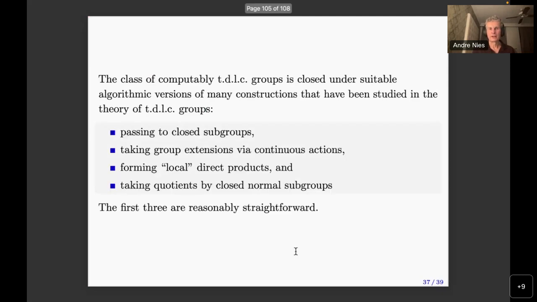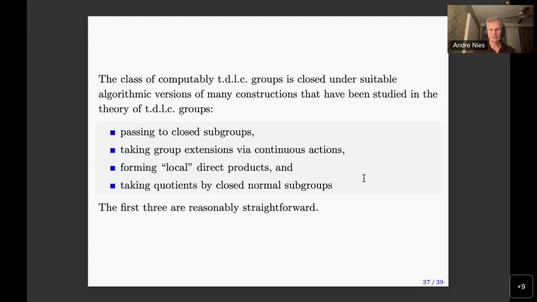And here we show that they're all algorithmic: passing to closed subgroups, taking group extensions via continuous actions, meaning split extensions here (I forgot to write split), forming local direct products, and also taking quotients by closed normal subgroups. All these have algorithmic versions where, for instance, you say the subgroup has to be computable, and then the resulting group is computable TDLC.